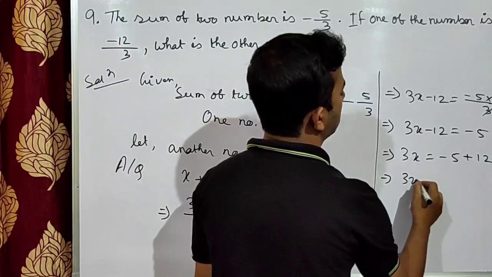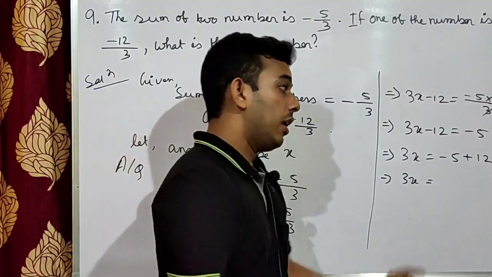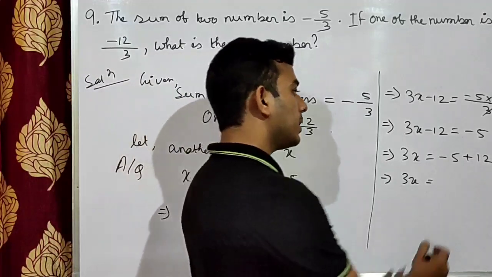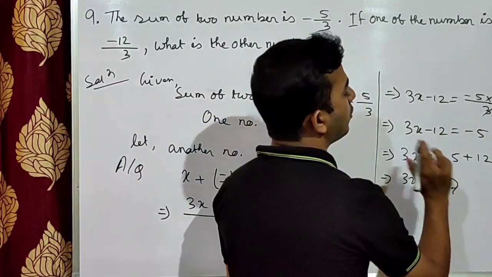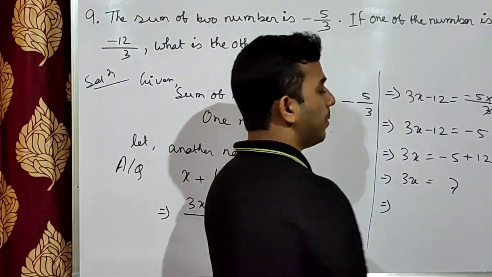Now 3x equals, plus minus is minus, isn't it? Now 12 minus 5 is how much? 12 minus 5, it is 7. So 7. Now what will be the sign? The sign will be that of the greater number. Say a greater number is positive. So okay, 7 will be positive.